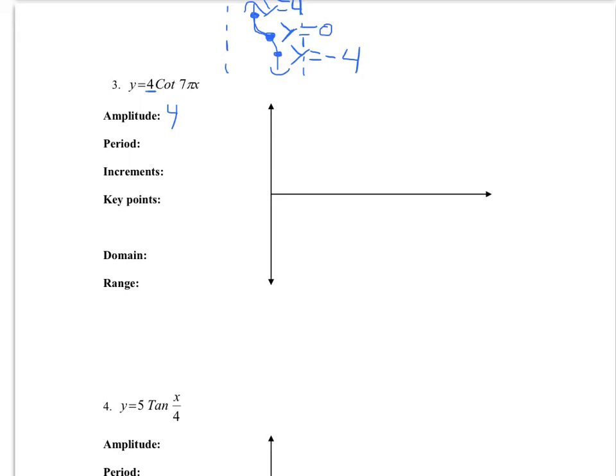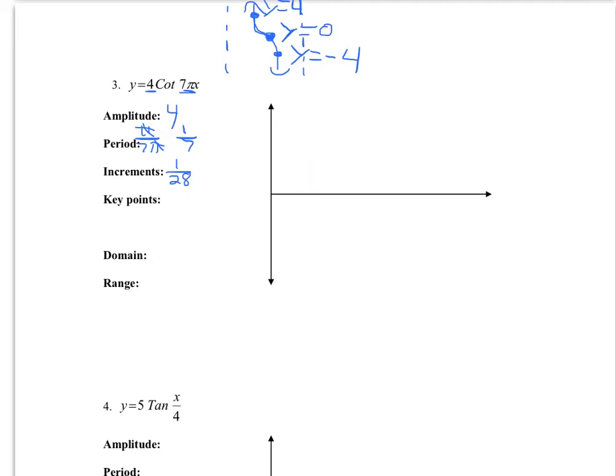Okay, the period, remember I do pi over b, not 2 pi. So b is 7 pi. If we have pi and divide it by 7 pi, the pi's cancel, and we get 1/7. And then the increments, if I take 1/7 and divide it by 4, it's the same as multiplying the bottom number 7 by 4. So the increments is 1/28. These are very, very small increments, but again, if we label it, it doesn't have to be exact.